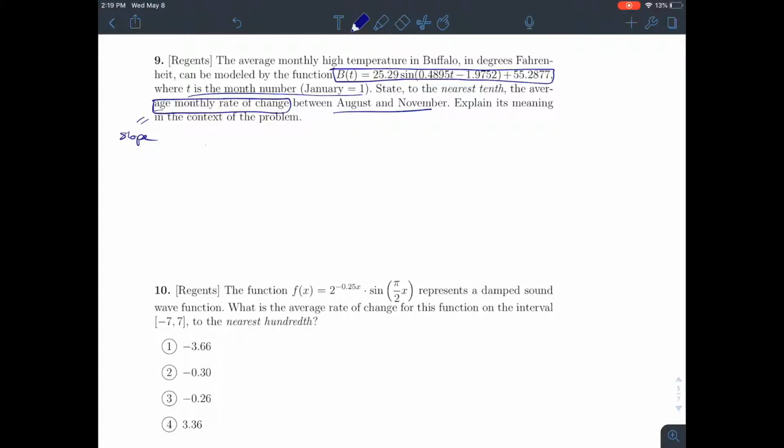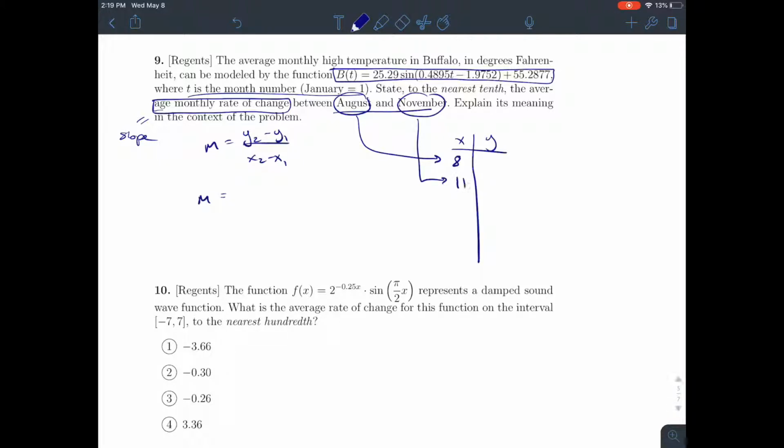So we're finding the slope. We want to use the slope formula. Change in y over change in x. Now, let's see. m is equal to... Oh, but we need values in order to do this. So our x values are going to come from the range that we were given, August to November. August is the 8th month of the year, and November is the 11th month of the year.